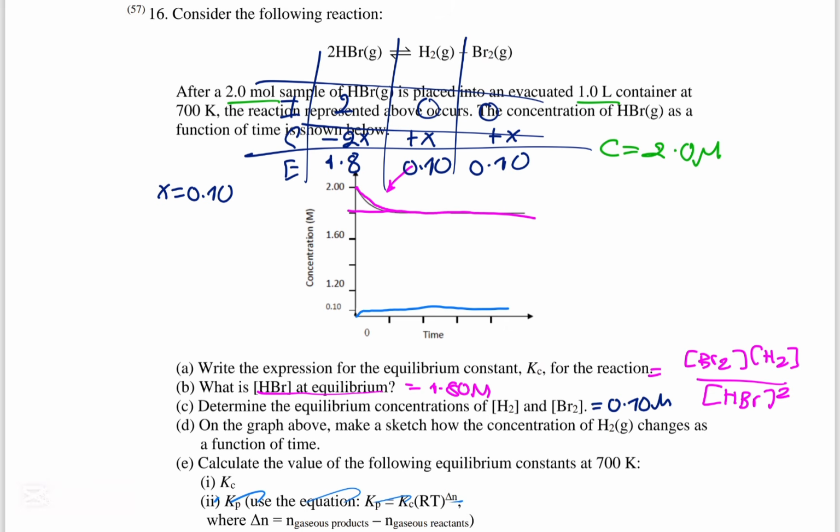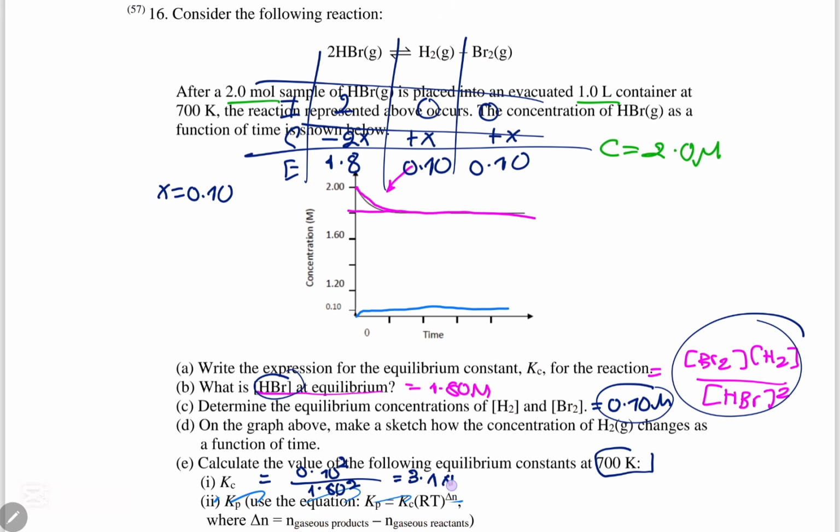Calculate the value of the equilibrium constant at 700. Now that I have the concentration of H2 and Br2, and I know the concentration of HBr at equilibrium, and I have the equation, I can substitute the values. So 0.1 times 0.1, so 0.1 squared, divided by 1.80 squared, so I got an answer of 3.1 times 10 to the power of minus 3.